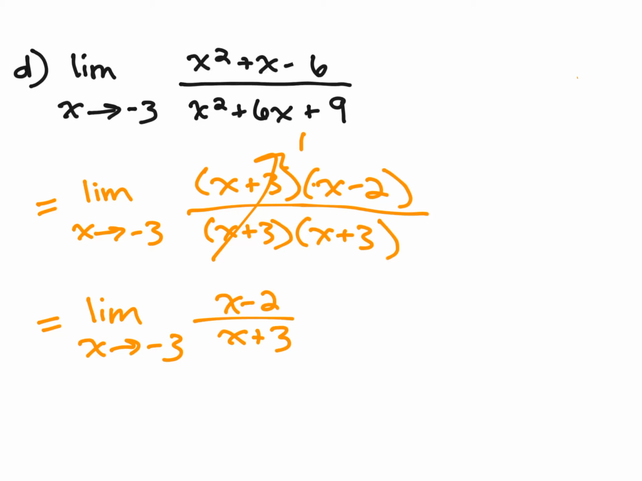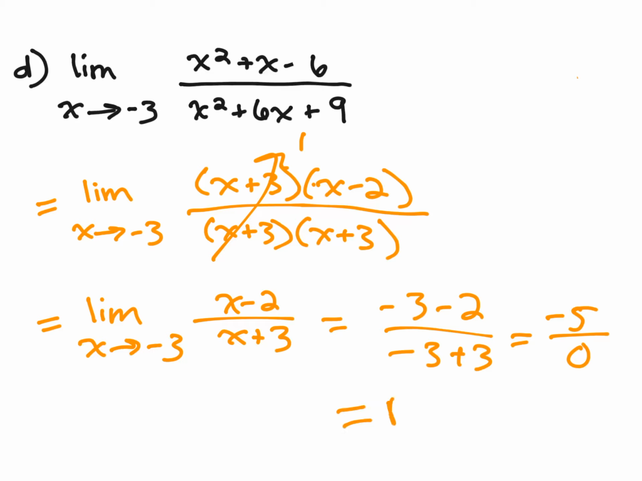And now we will try direct substitution. So I plug my negative 3 in. I get negative 3 minus 2 over negative 3 plus 3. We get negative 5 over 0. Now that happened to us much earlier when we were just doing a straight up direct substitution. And so what would that look like on a graph? A vertical asymptote. Okay, so that one didn't divide out. So we would say what for the answer?